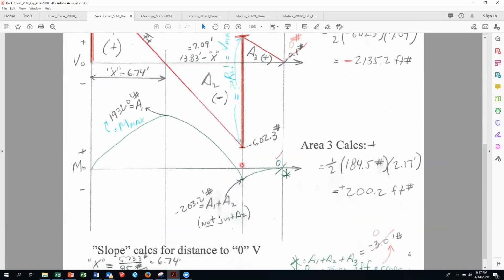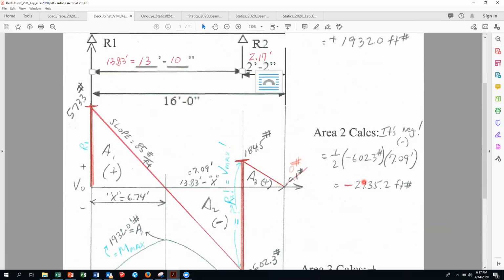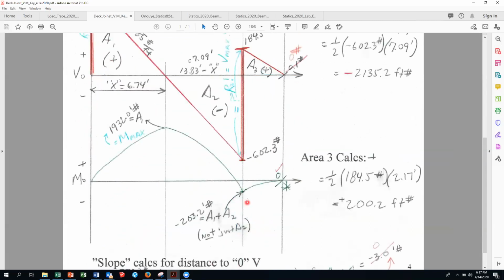Here's where you're struggling a little bit. This value is not the value of area 2. Okay. It is the value of whatever it was at this point, plus area 2, but area 2 is negative, or you can say it's just the value of area 1 plus area 2. In other words, the cumulative from the left side of the beam. But area 2 is a greater negative number than this is a positive number. So that's why it's got a little negative value right there.